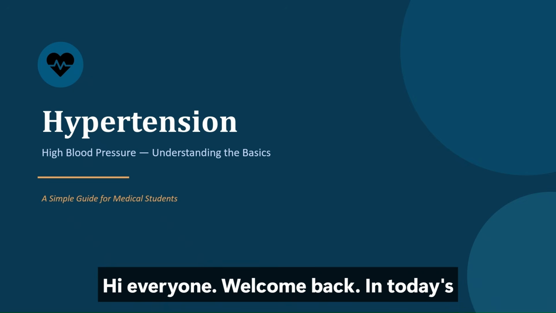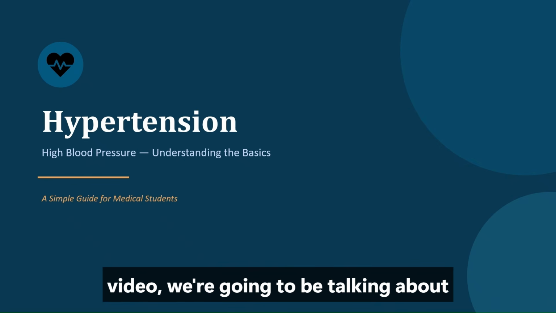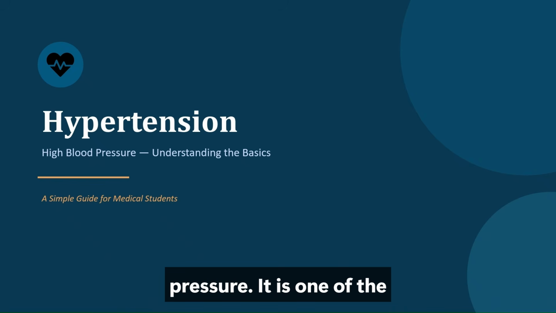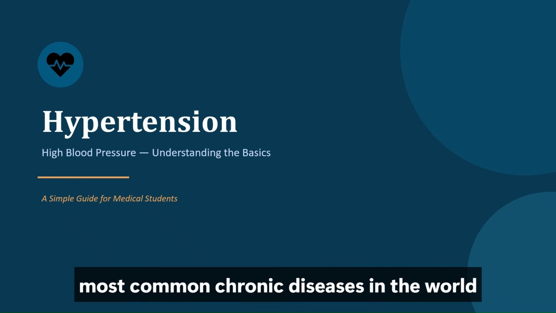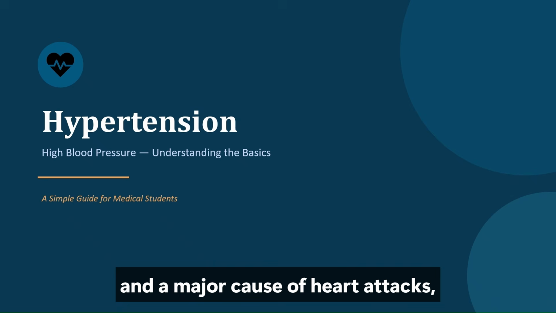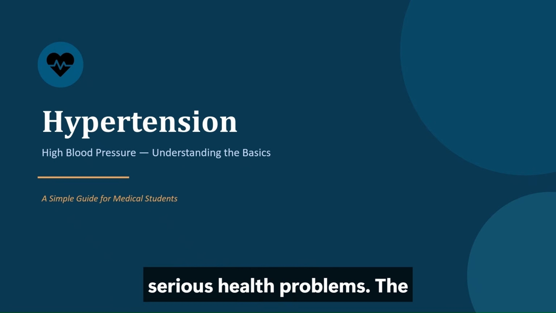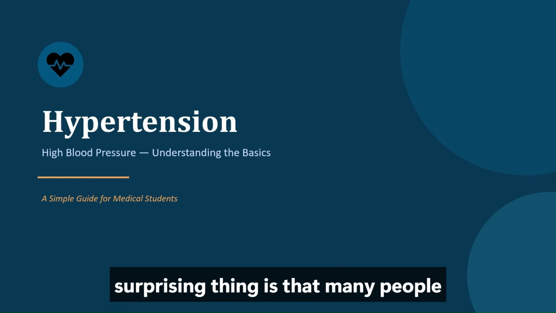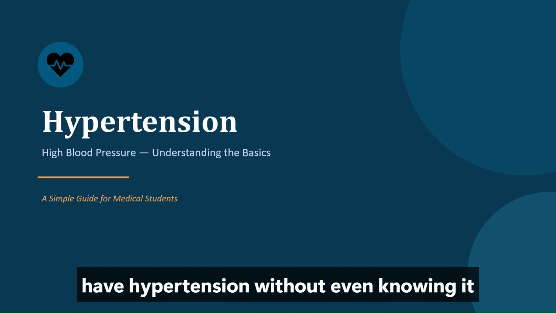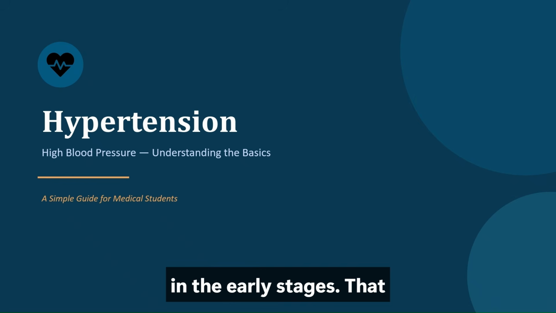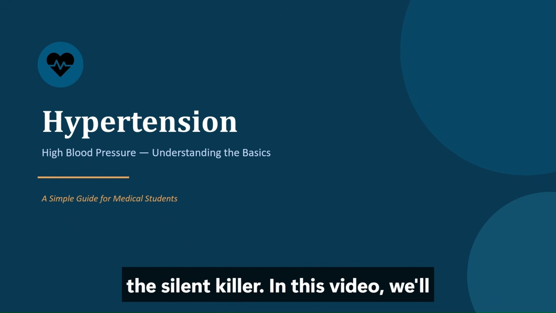Hi everyone, welcome back. In today's video, we're going to be talking about hypertension, also known as high blood pressure. It is one of the most common chronic diseases in the world and a major cause of heart attacks, strokes, kidney disease, and many other serious health problems. The surprising thing is that many people have hypertension without even knowing it, because it often doesn't cause symptoms in the early stages. That is why it is often called the silent killer.